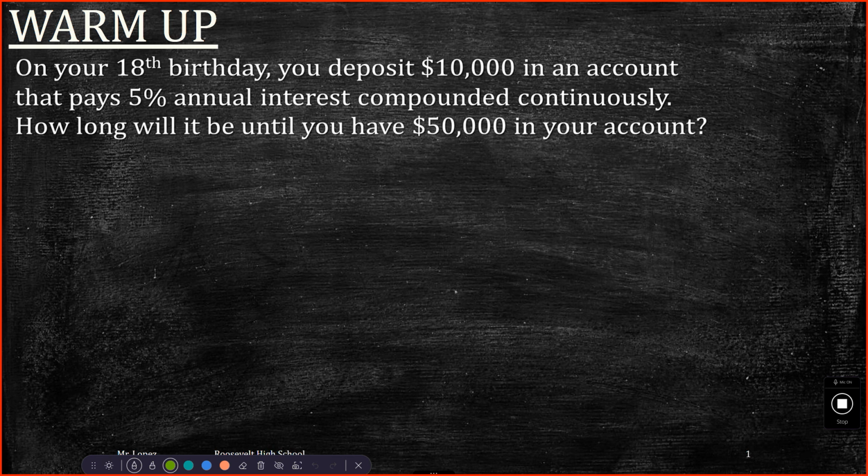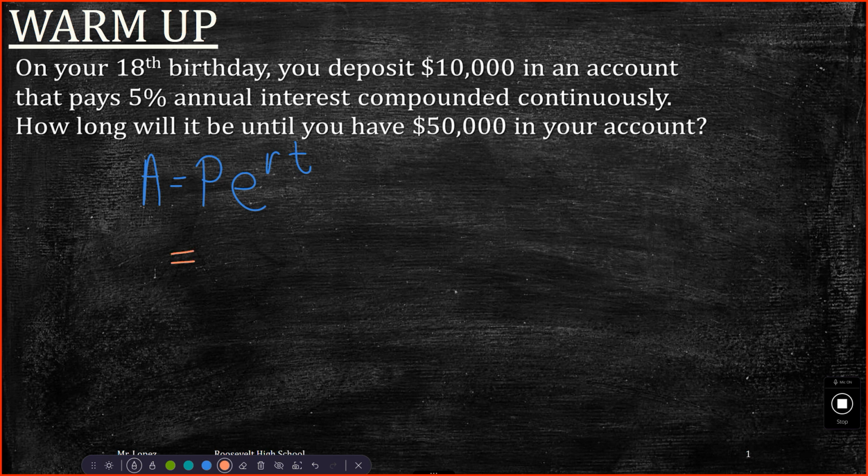Compounded continuously has a special formula, and that formula is called PERT. So the amount of money you will have will equal Pert. Okay, so A equals Pert.